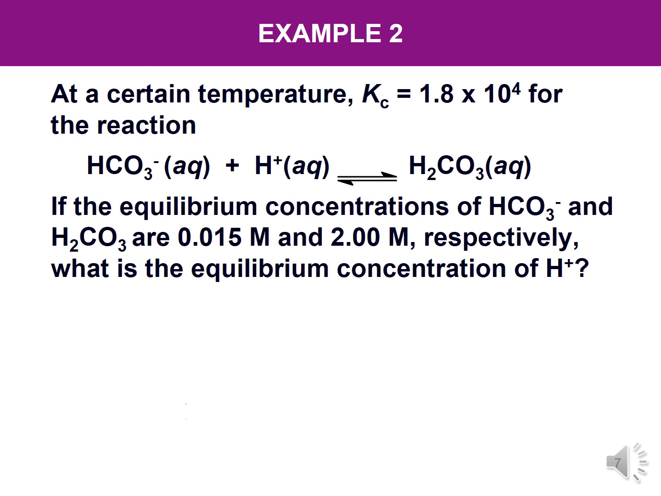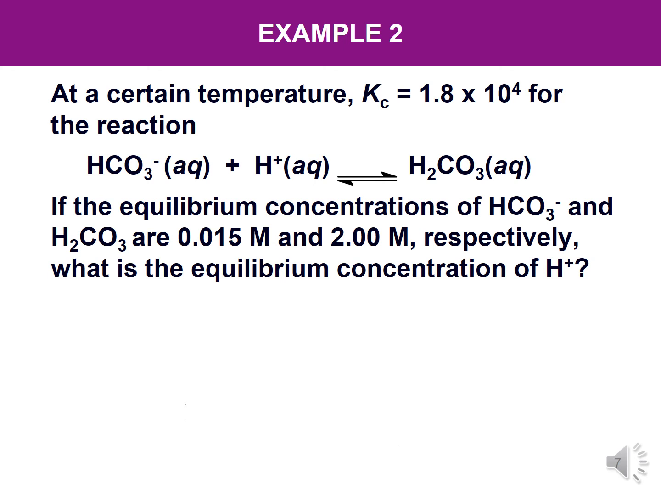Next, the second example. At a certain temperature, Kc equals 1.8 times 10 to the power of 4 for the reaction of 1 mole of bicarbonate ion reacting with 1 mole of hydrogen ion to produce 1 mole of carbonic acid. If the equilibrium concentrations of bicarbonate ion and carbonic acid are 0.015 molar and 2.00 molar respectively, what is the equilibrium concentration of hydrogen ion?